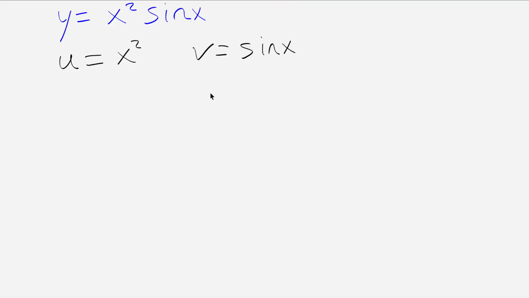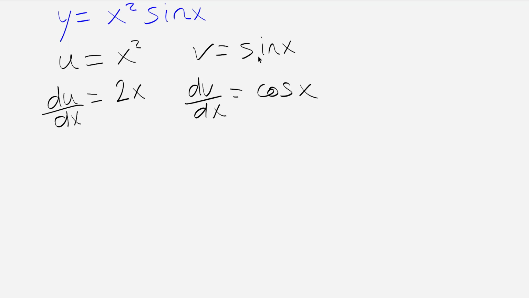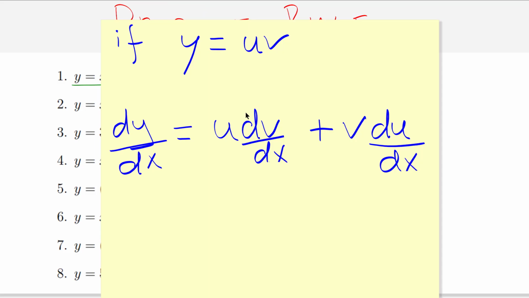So we need this thing called dv/dx and we need this thing called du/dx. That's fairly straightforward. du/dx is what you get when you differentiate u with respect to x, so du/dx will be 2x. dv/dx is what you get when you differentiate v with respect to x, so dv/dx will be equal to cos of x. Once we have our labels, our u, our v, our du/dx and our dv/dx, we just fill into this formula. To get dy/dx, it's going to equal u times dv/dx plus v times du/dx.